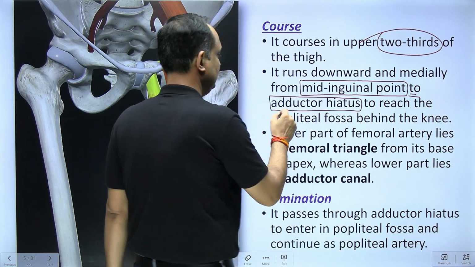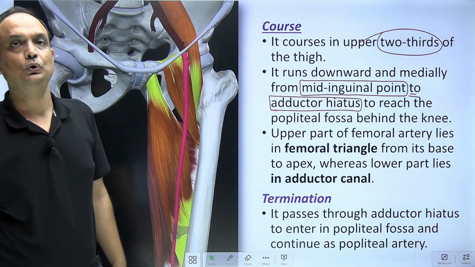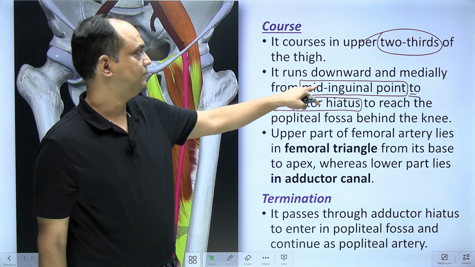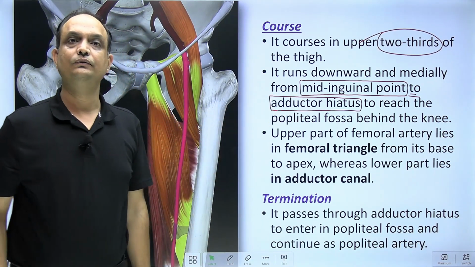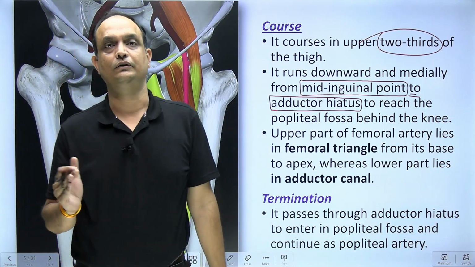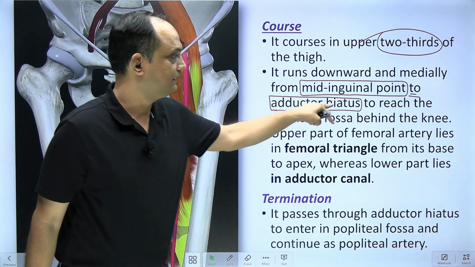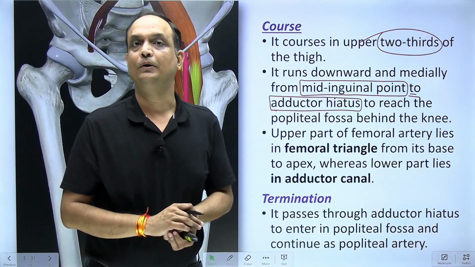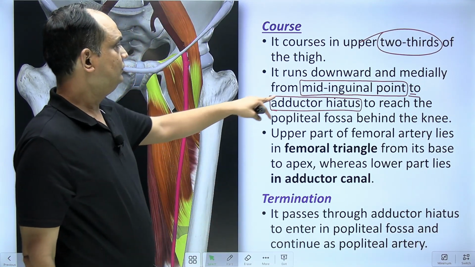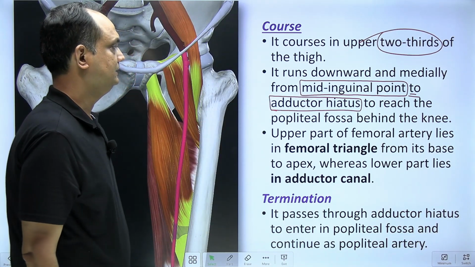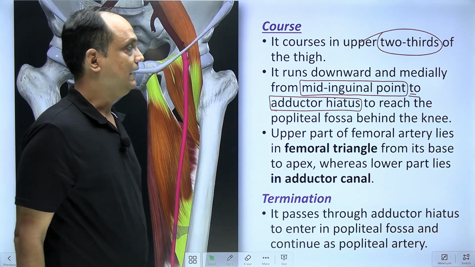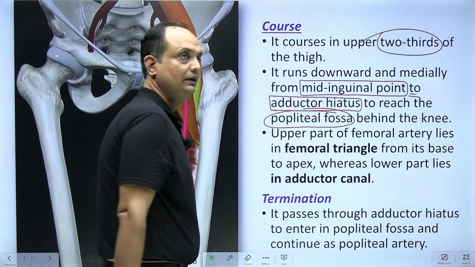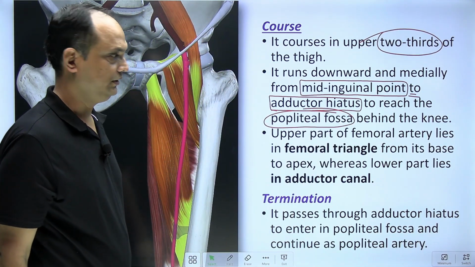Now, what is the adductor hiatus? Adductor hiatus is the lower end of the adductor canal. So, from this point to this point you will find the artery in the front of the thigh. After this adductor hiatus, the artery will go to the back part, that means into the popliteal fossa. So, from the mid-inguinal point to the adductor hiatus you will find the artery, and then from the adductor hiatus it enters into the popliteal fossa, which is behind the knee joint.